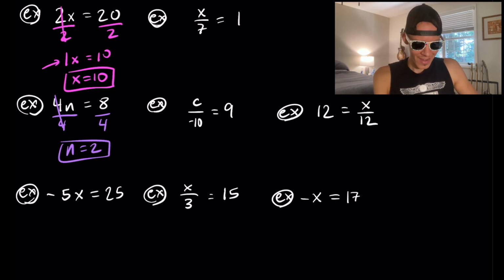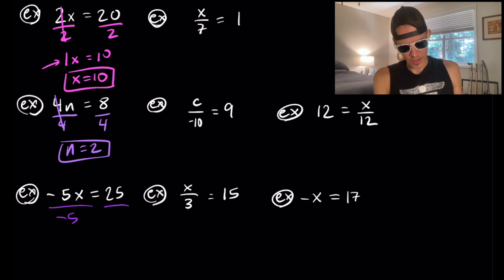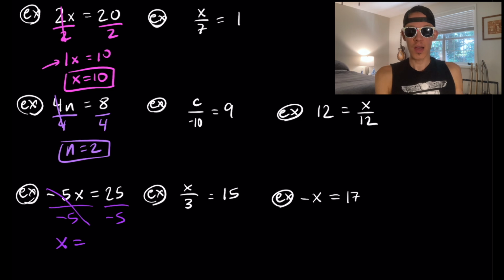All right, negative 5x equals 25. Again, I'm going to undo whatever's being done to the variable. So divide by negative 5 since we're multiplying by negative 5 to start. And then I'll do it to both sides. Those are going to cancel out, so I'll just be left with x is equal to 25 over negative 5, which is negative 5.